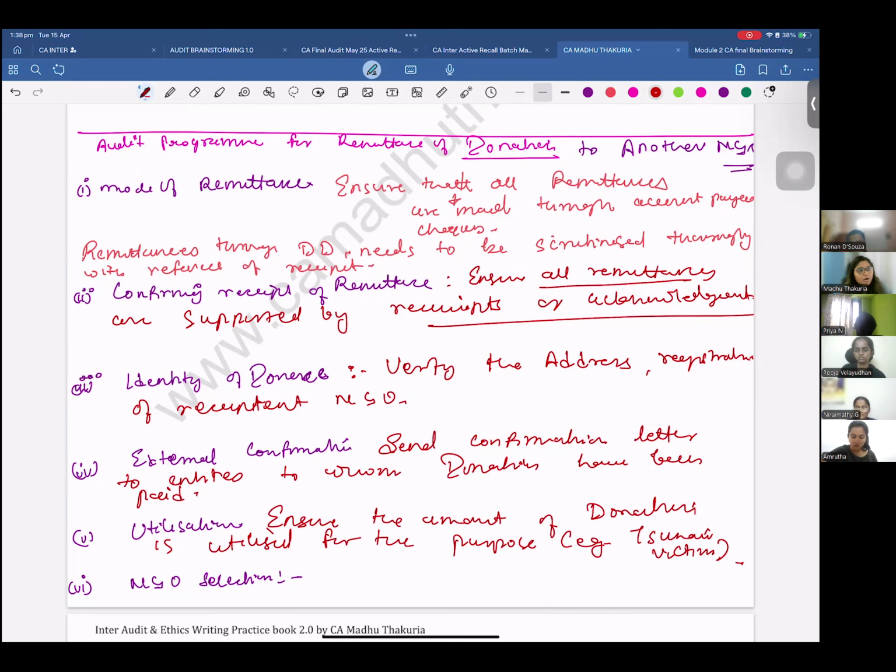Now, how did you decide, Amrita, that you will give money to only my NGO and not to others? Out of all these thousands of NGOs, if you are going to remit the donation to only some selected ones, how do you determine that? That is what the auditor will check. So the auditor shall check the system of selecting NGOs to whom donations have been sent.